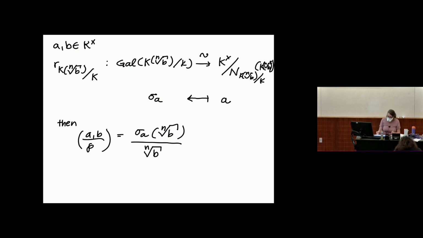So A gives you a Galois element, because you're in this extension generated by the nth root of B. This Galois element multiplies the nth root of B by some nth root of unity. So this Hilbert symbol is what root of unity sigma A does to the nth root of B. And that's not obvious. That's something that you prove when you have time.